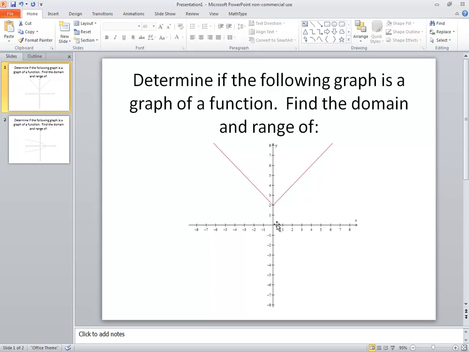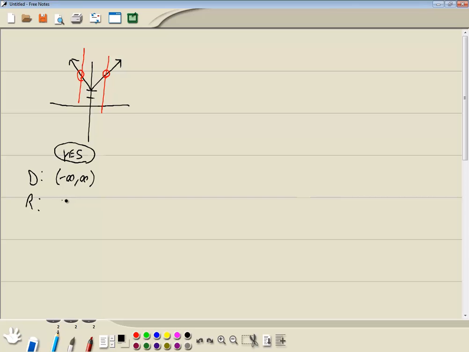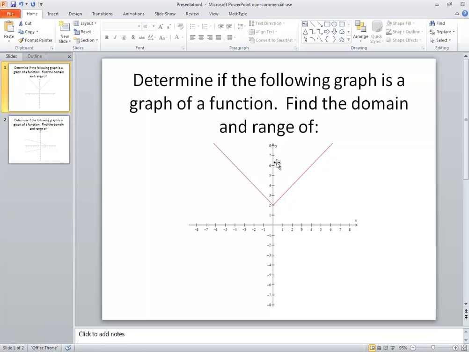Now our range. Our range is our y values where our graph exists. If I come down here to 1, if I go left or right, I don't find my graph anywhere. It doesn't exist down here. Actually, the lowest point where it exists is right here, 2. So that's going to be my starting place. Now if I come up here to 7, if I go left to right, I can find my graph. Actually, I find it on both sides.